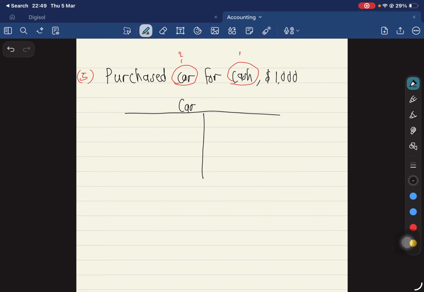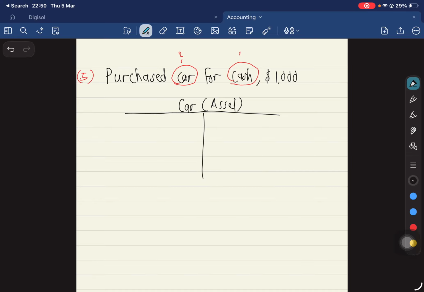So is car a liability, asset, or what? As I said, asset. In simple words, an asset is something that belongs to you, more or less like a property. And the business has bought a car. So now the car belongs to the business. It's the business property. So it's now an asset.